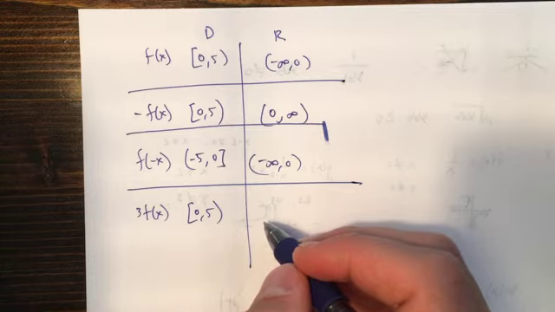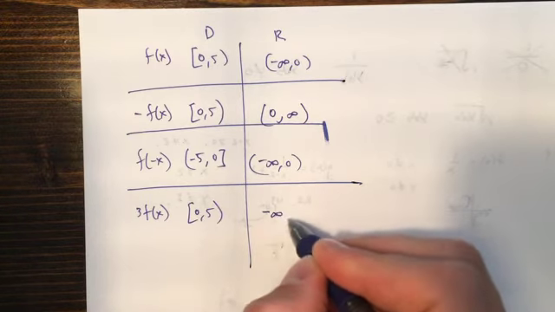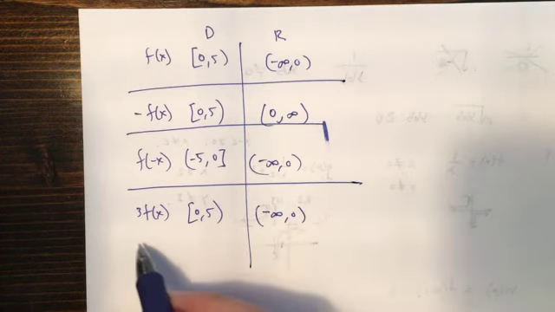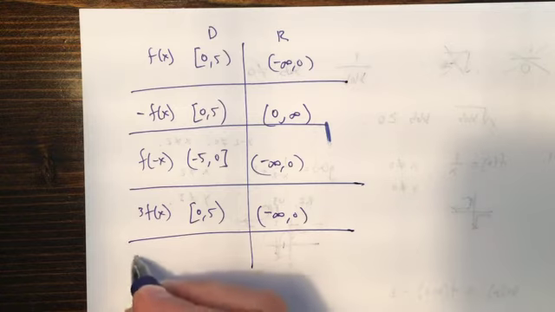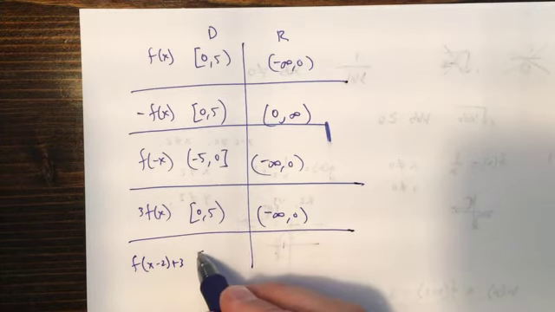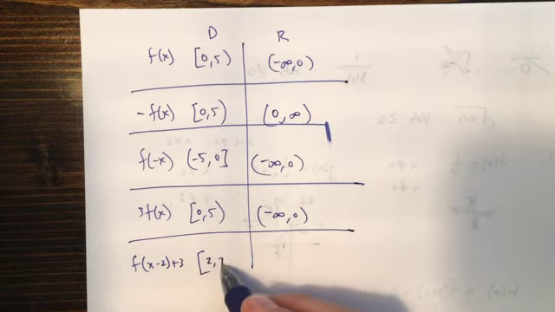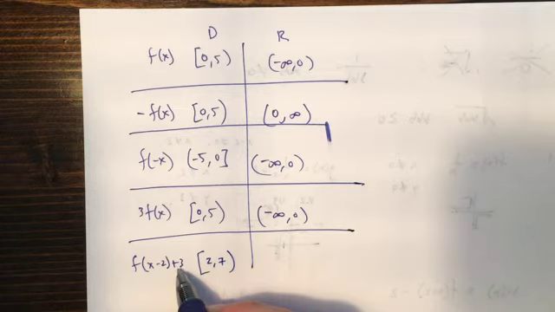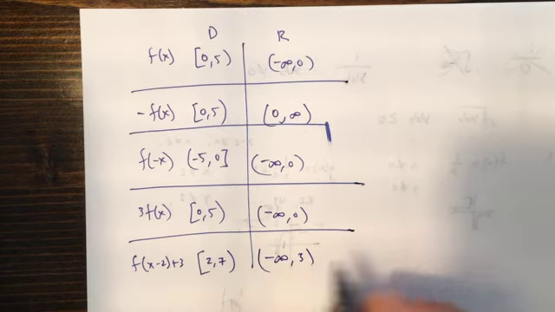I think it will still be negative infinity to 0. I'm not 100% sure on that, but I'm pretty sure that's true. Now if I have f of x minus 2 plus 3, now my domain has been moved to the right 2, so it should be 2 to 7. And my range has been moved up 3, so that should be negative infinity to 3.